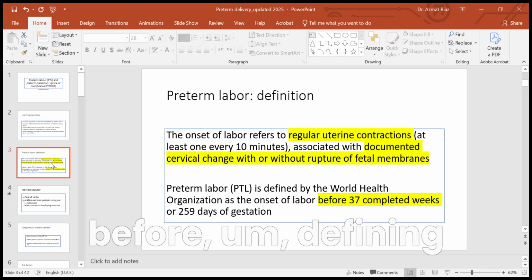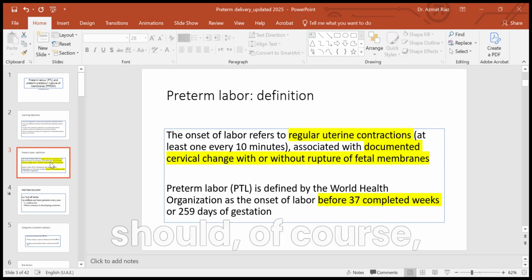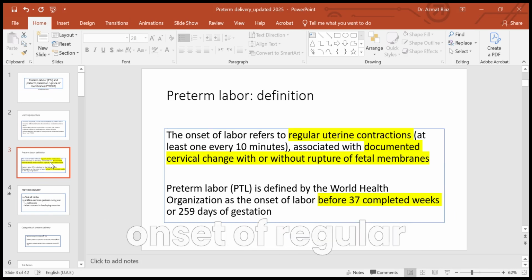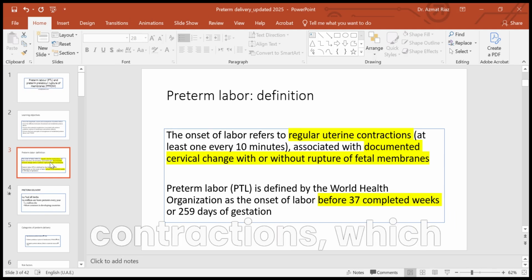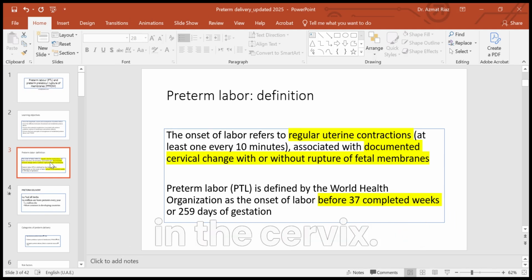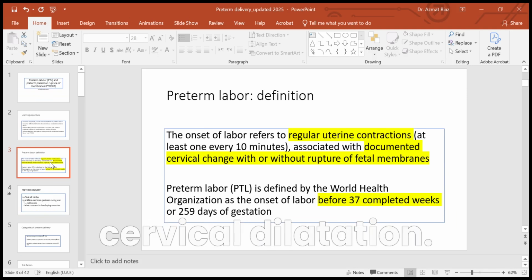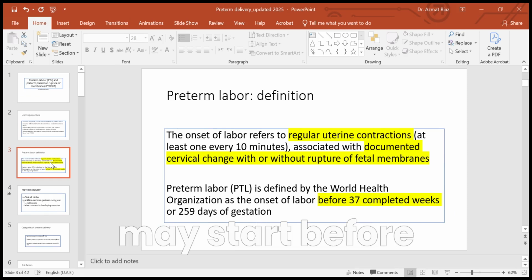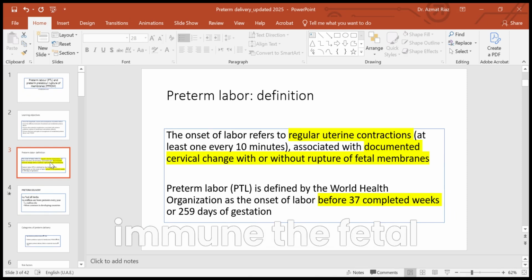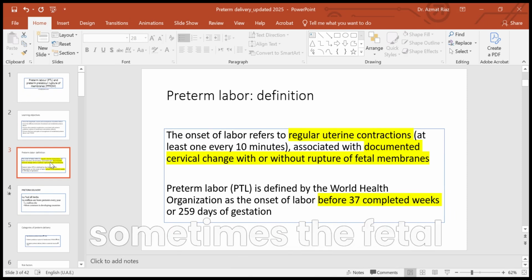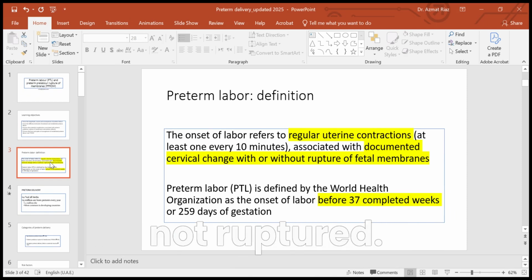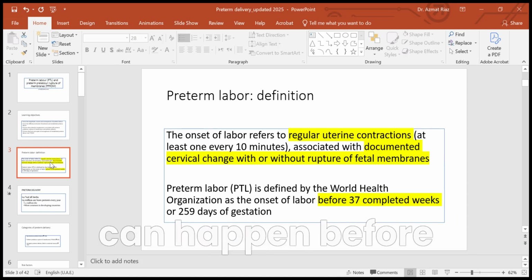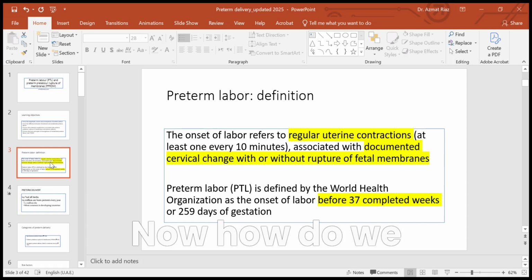Before defining preterm labor, we should of course know what labor is. In a previous lecture, we said that labor is the onset of regular uterine contractions which cause change in the cervix, like cervical dilatation. That's the definition of labor. And this labor may start before the fetal membranes are ruptured, or sometimes the fetal membranes are not ruptured. So in the definition of labor, rupturing of fetal membranes is not included because it can happen before or after that. Now, how do we define preterm labor?